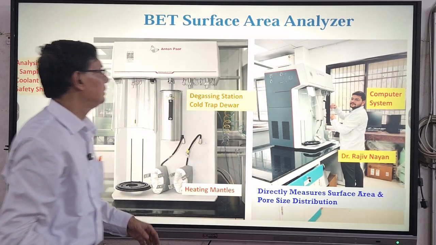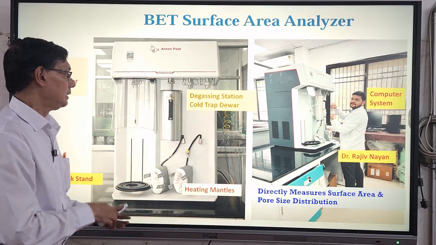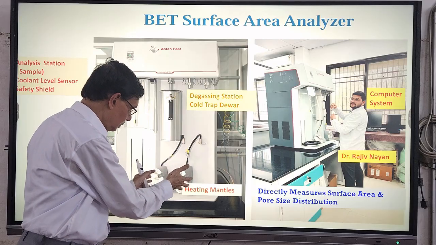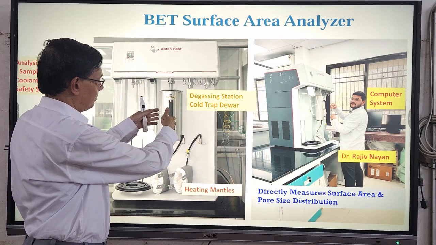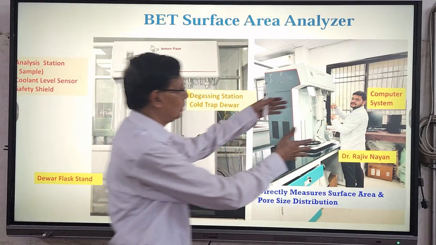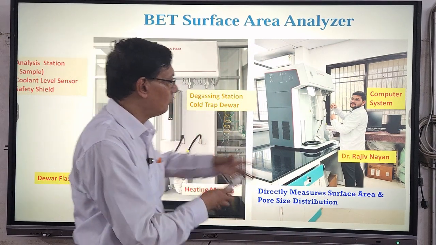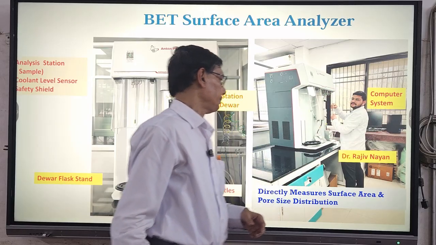Another part is called the degassing station. It's a very important part. Here there are again two parts. One is the heating mantles. You see there are two heating mantles, and this is very important, I will explain. Then the cold trap Dewar. And the third part is the whole computer system. The whole instrument is controlled by that computer system using software.